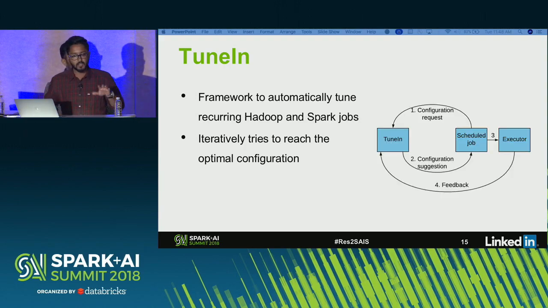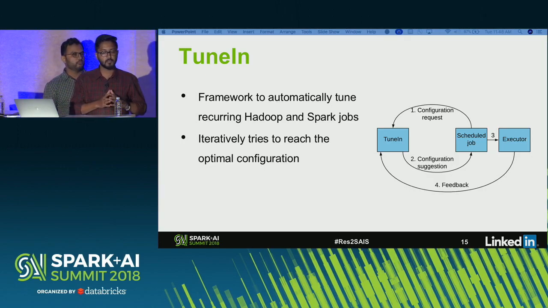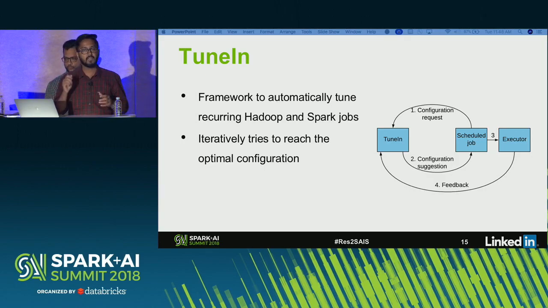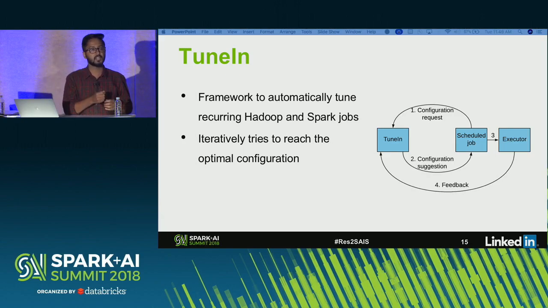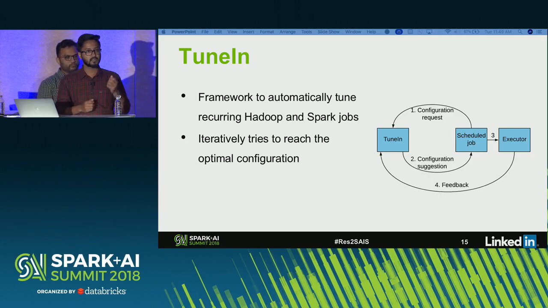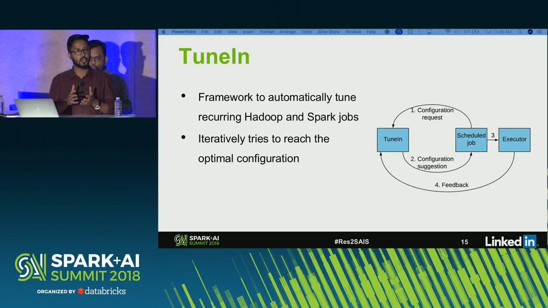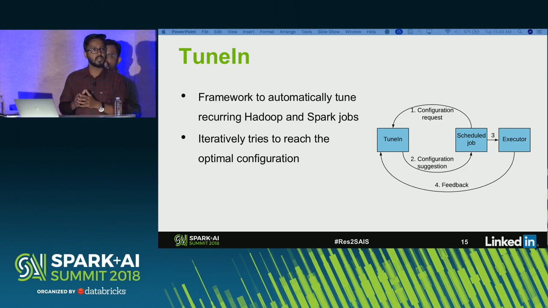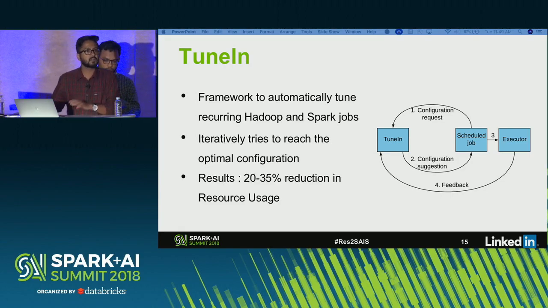So at a very high level, it looks something like this. There's a tuning framework in place, and there's a scheduled job. Every time an execution happens, a parameter request goes to the framework, which responds with a parameter suggestion. This suggested parameter, along with the job, goes to the executor, and the execution happens. Once the execution is done, the framework collects some feedback about the suggested parameter. I'll showcase how we reduced the resource usage by up to 35% for some production jobs in our cluster.